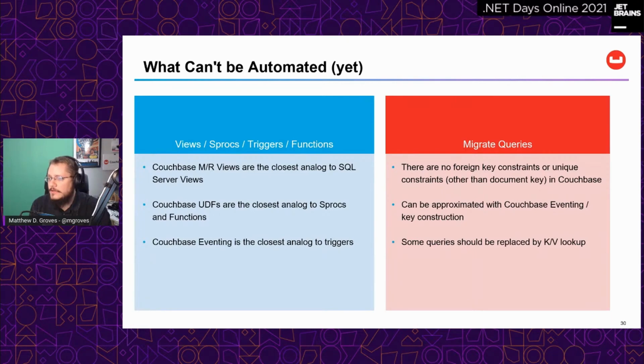Functions as well, user-defined functions, I mentioned that. There is a service called Couchbase Eventing, which is a close analog to triggers, not exactly the same thing, but it allows you to write some business logic into your database if you want to keep it close to the data. Those can respond to mutation events like create, update, delete. And so those can be used in lieu of Sprox or triggers in some situations.